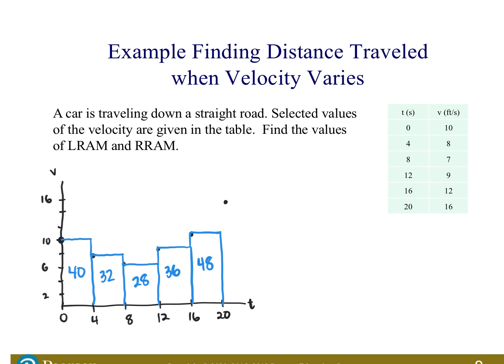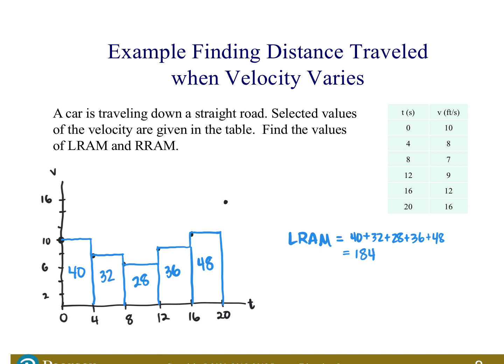Okay, so now I'll be able to come up with an exact geometric value. And I say, okay, this is LRAM. I'm working left to right, so I'm adding up the areas of the 5 rectangles that I've drawn. So I've got a 40 and a 32 and a 28 and a 36 and a 48, for a grand total of 184.